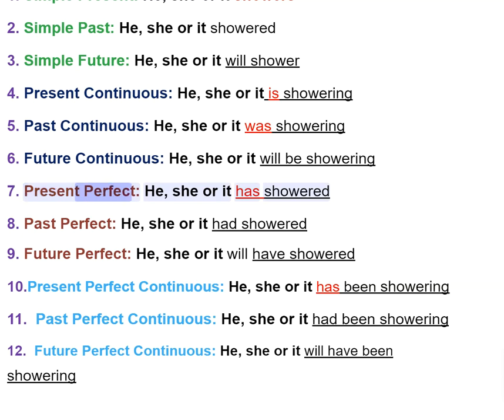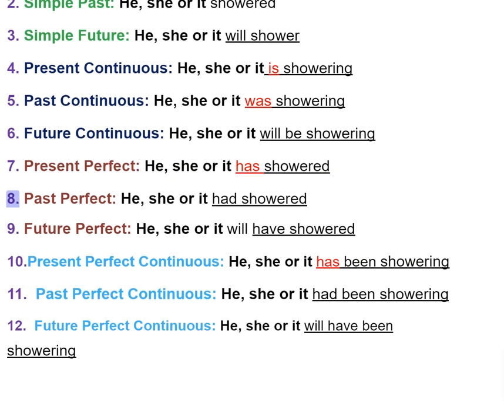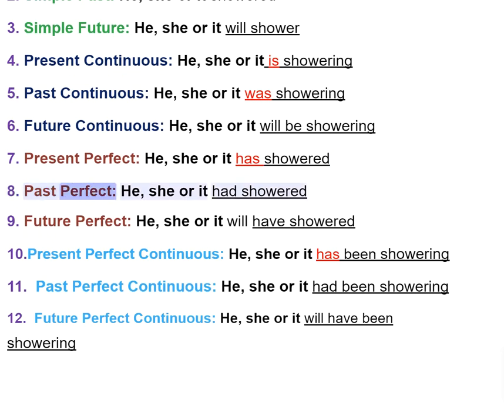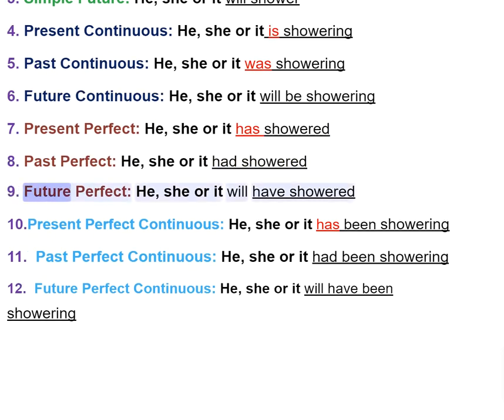7. Present perfect, he, she or it has showered. 8. Past perfect, he, she or it had showered. 9. Future perfect, he, she or it will have showered.